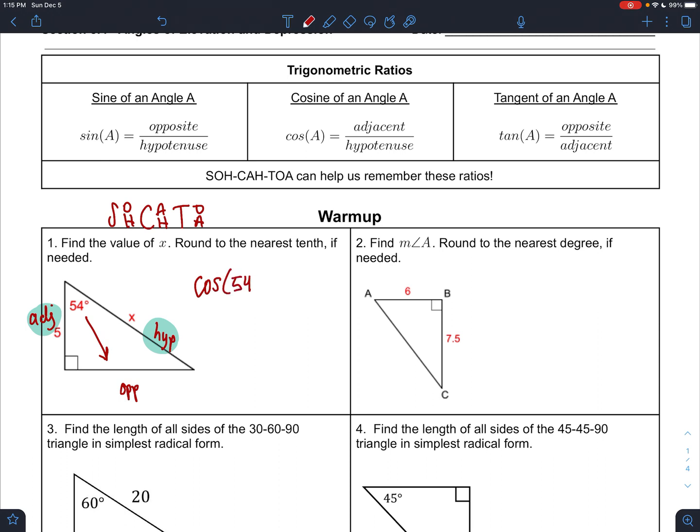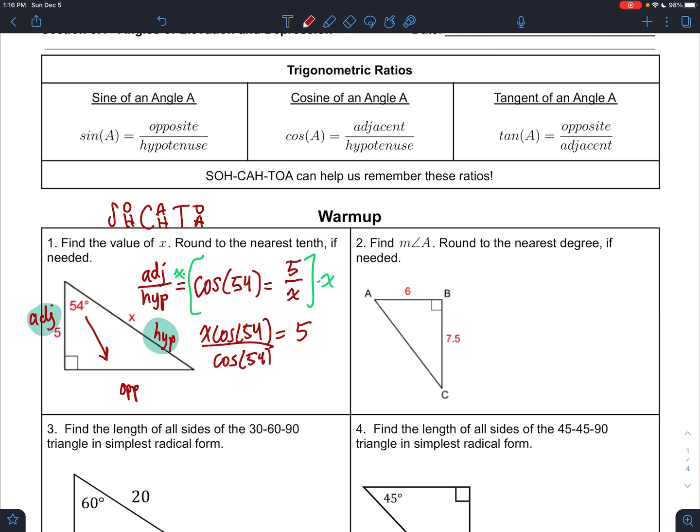Adjacent and hypotenuse belongs to cosine. So cosine of this angle is equal to adjacent, if I want to put that over here to help me, over hypotenuse. But that, of course, is just the same as 5 over x. Okay? To solve for x, we're going to want to get that x out of the denominator. So I'll multiply both sides by x. Like that. So if we wanted to show work, it'd look something like this.